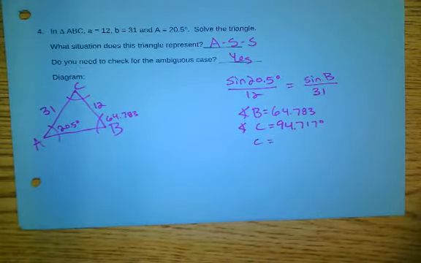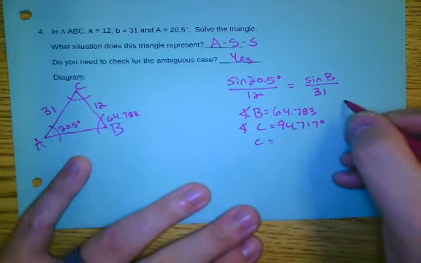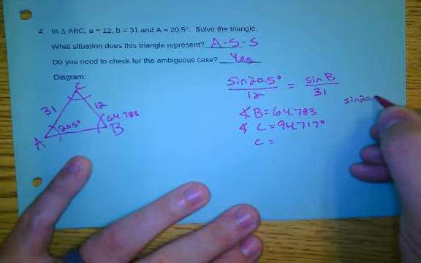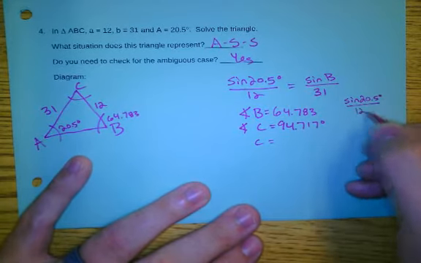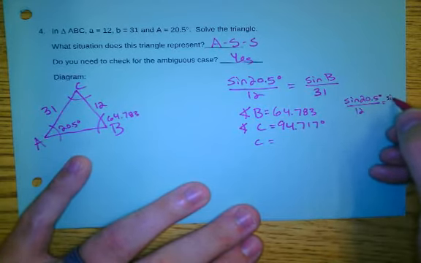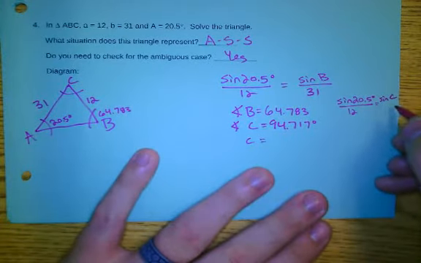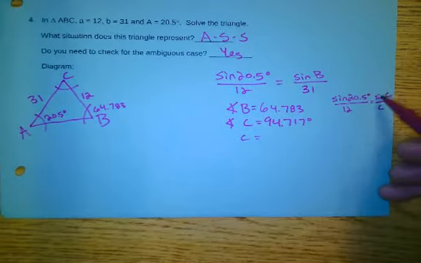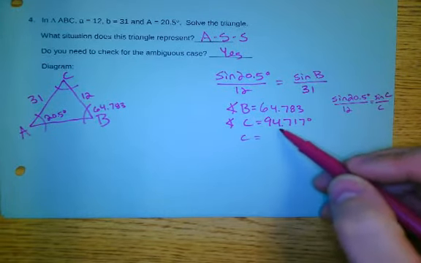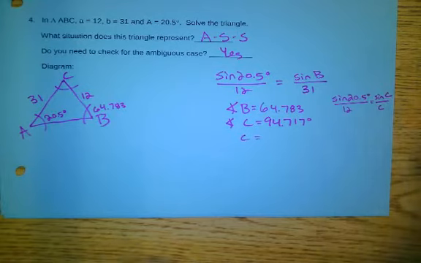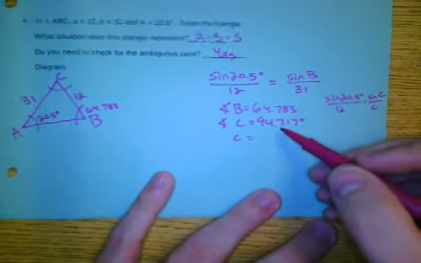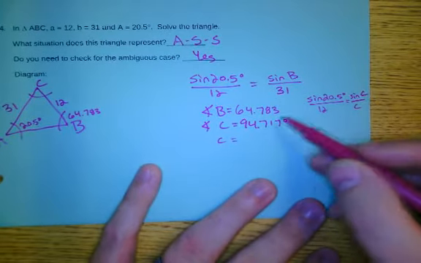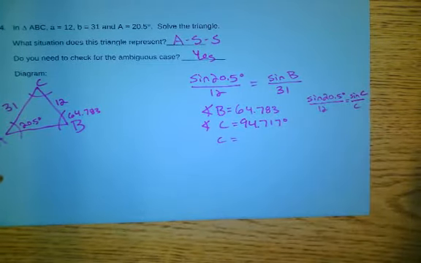Okay? And you can find little c by doing the law of sines. So again, I'm going to do the side work right over here. We have sine of 20.5 degrees over 12 equals sine of c, which we have that c value, all over little c. So make sure you use the whole value. Don't just put in 94.717. Your answer is going to be off by a little bit. You need to use the whole thing. Okay? So make sure you do sine of, and then come back up and pull this up. All right, what do we get for c?